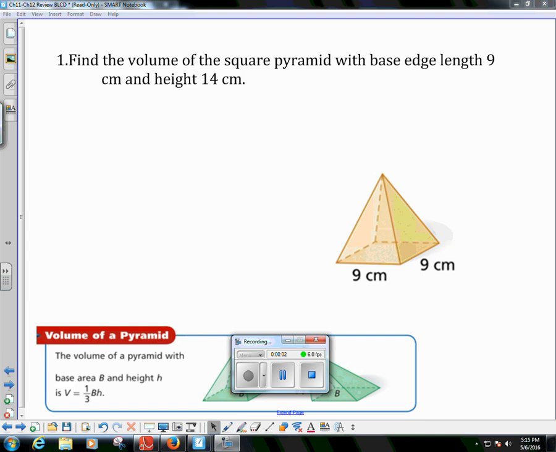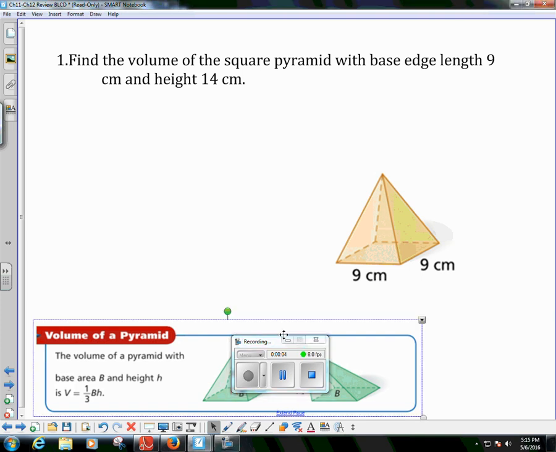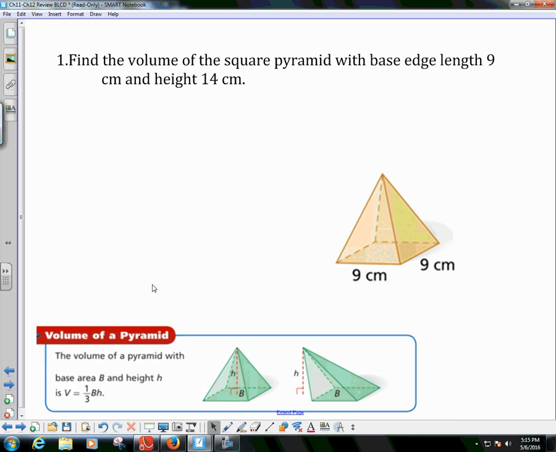Hello, ladies and gentlemen. We're going to do the Chapter 11 and 12 review packet to get you ready for the test that we have next week, or depending how long you waited, this week. The first page of the packet is the surface area and the volume questions that you'll be responsible for. Keep in mind you'll be given the formulas, but you will need to know how to apply them.